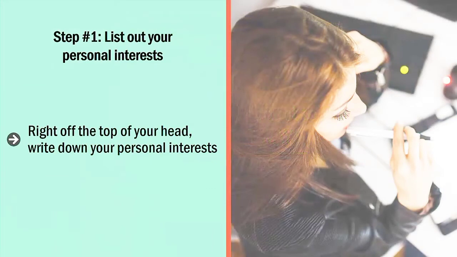Step 1. List out your personal interests. Right off the top of your head, write down your personal interests. These should be topics that you love talking about and are so interested in that you would talk about them even if you're not getting paid. Come up with a long list. As long as you're truly interested in these topics, write them down.